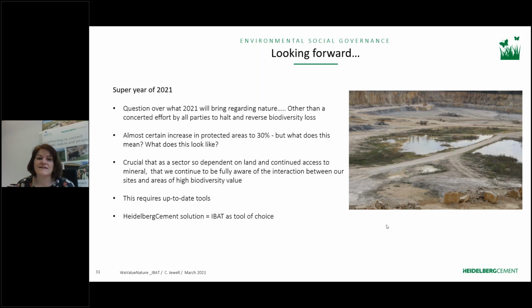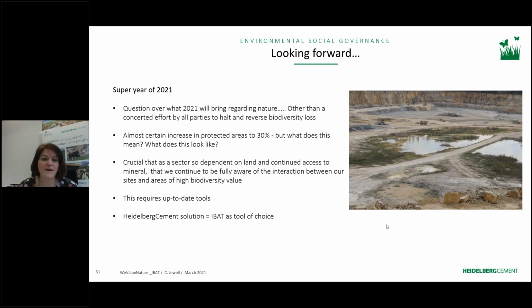And as I mentioned earlier, there's almost a certainty that protected areas will increase. And for a company that is dependent on land and continued access to minerals, we really need to know what this is going to look like and what it's going to mean. And that's where IBAT is going to become increasingly important. I nearly fell off my chair when Ben told me that there were 50,000 new areas added last year. I think that's been quite a shock to my colleagues. And we really need this tool that's updated so frequently, so that we can continue to understand exactly the interaction between our sites and areas of high biodiversity value going forward.